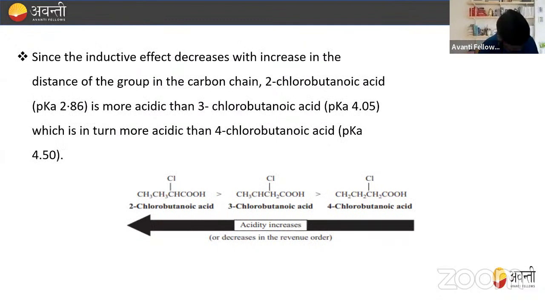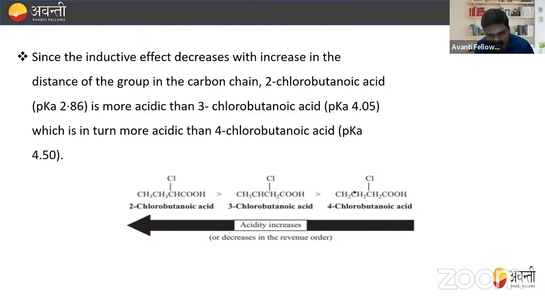Now let's see the next one. Since the inductive effect decreases with the increase in the distance of the group in the carbon chain, 2-chlorobutanoic acid, with pKa value 2.86, is more acidic than 3-chlorobutanoic acid, because the inductive effect decreases with the increase in the distance. This will show more inductive effect as compared to 3 and as compared to 4, right? This is 4-chlorobutanoic acid. 1, 2, 3, 4. Yeah, right.